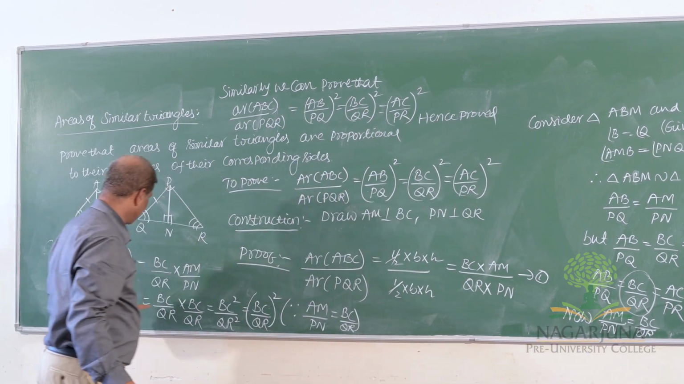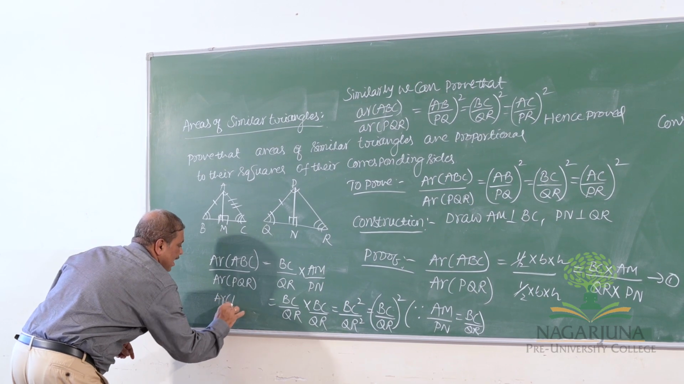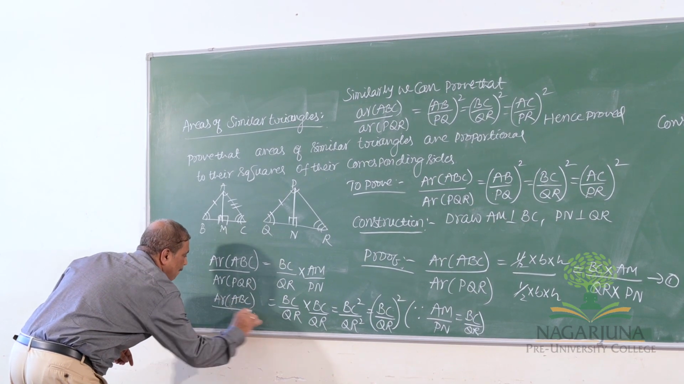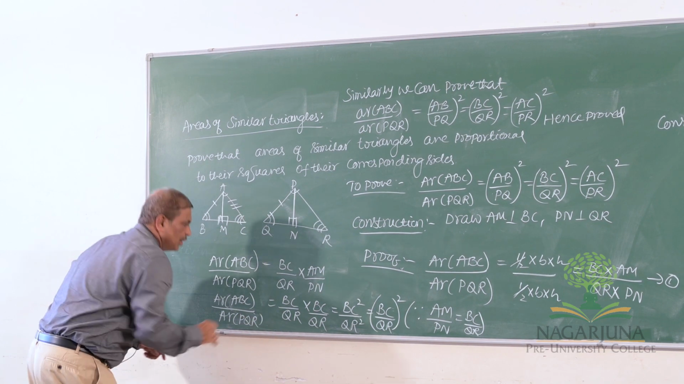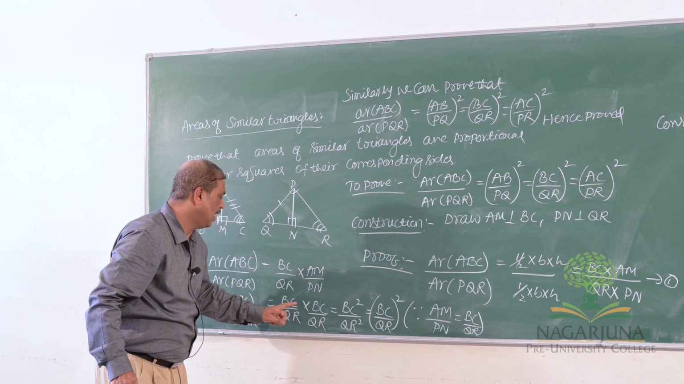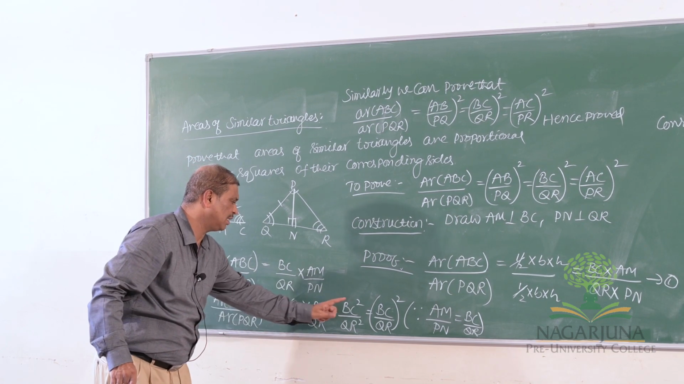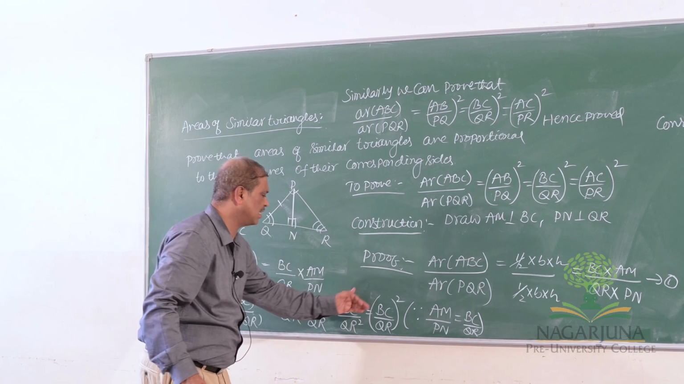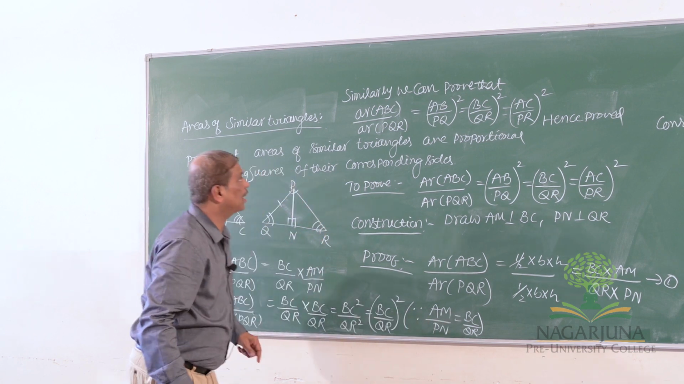Similarly, after finding here, area of triangle ABC by area of triangle PQR equals BC by QR, equation 1. So BC by QR in place of AM by PN, BC into BC, squared by QR squared. We can write BC by QR whole squared because AM by PN is equal to BC by QR.